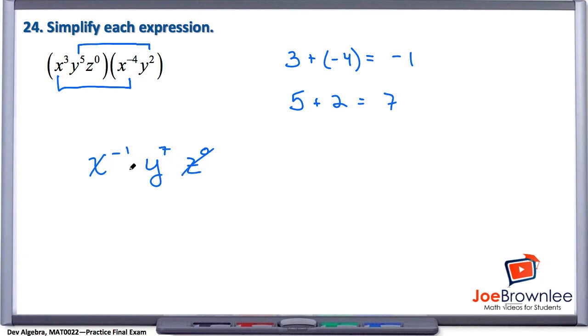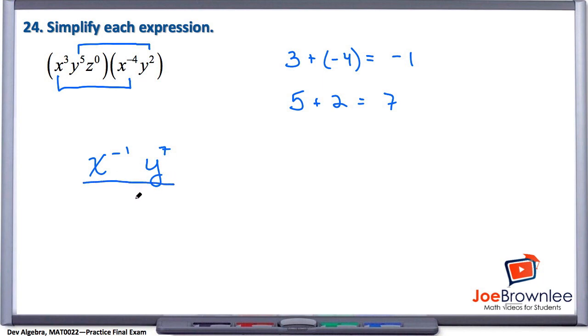But looking at this x to the negative 1, y to the 7th, we still have one thing that we've got to deal with, because if you watched video number 3, we discussed how we can't have negative exponents. And the way that we make a negative exponent into a positive exponent is either change it from being in the numerator to taking it down to the denominator, or moving it from downstairs in the denominator to upstairs in the numerator. So I'm going to go ahead and get rid of this z to the 0.